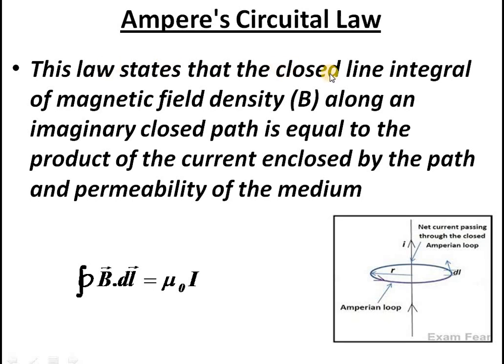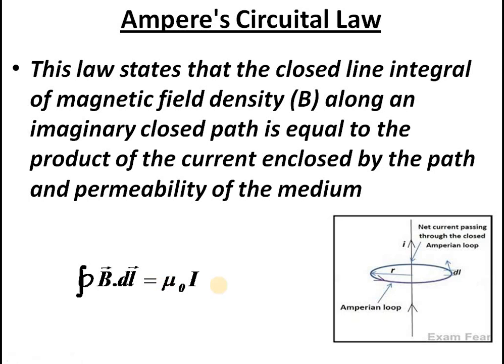It is defined that the closed line integral of magnetic field density along an imaginary closed path is equal to the product of the current enclosed by the path and the permeability of the medium. So this is the definition given to this equation. Here, the line integral relates to the current enclosed by the closed path.